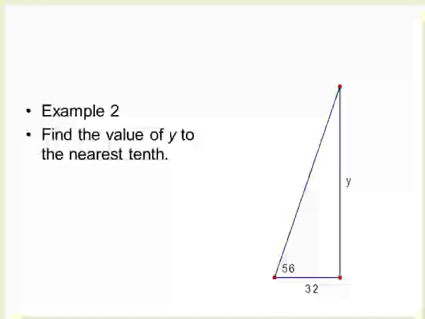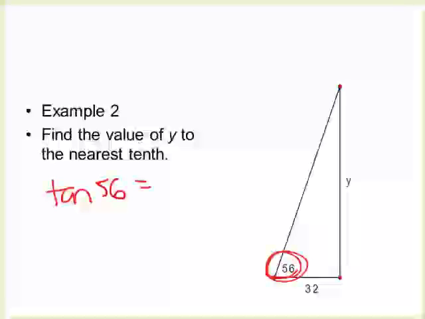So in this example, it says find the value of y to the nearest tenth. So in this triangle, we know how big an angle is. That's the angle that we will focus on. We know how big one side is, and we want to know how big another side is. So we can set up a tangent fraction. Tangent of 56. You always want an angle following the word tangent. It could be the name of the angle, like x or y in the last question, or it could be how big the angle is, like 56 degrees.